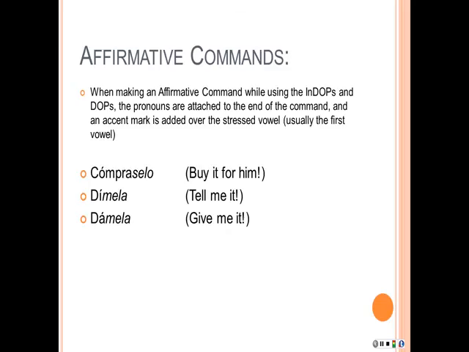Now, you can also have affirmative commands. We are going to talk more about commands. Again, I know we learned them in Spanish 121. We're going to talk more about them next lesson in this chapter. But when you're telling somebody to do something, and out comes my affirmative command finger, with double object pronouns, you tack them onto the end of the command and also put an accent over the first vowel. Oh my gosh, there is so much to remember. So when making an affirmative formal or affirmative command while using the double object pronouns, the pronouns are attached to the end of the command and the accent is added over the stressed vowel, usually the first.